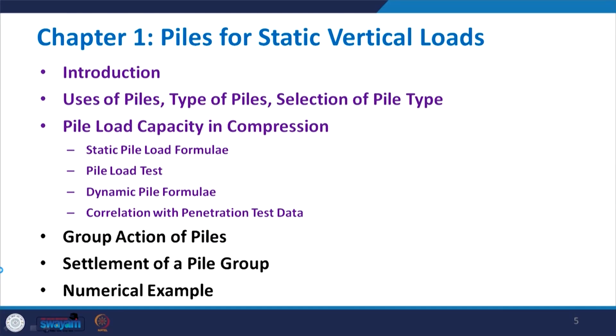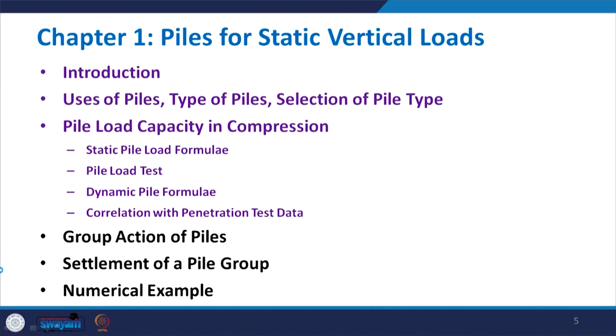We are going to talk in 2 lectures, today and the next lecture. The first one is piles for static vertical load, and these are its contents: introduction, what are the uses of piles, types of piles, and selection of pile type. Then pile load capacity in compression, which can be found out using these 4 categories: static pile load formulae, pile load test, dynamic pile formulae, and correlation with penetration test data.